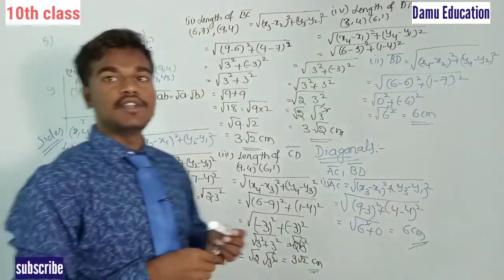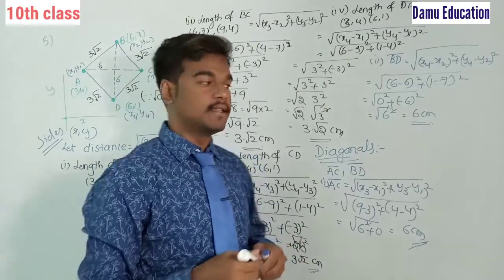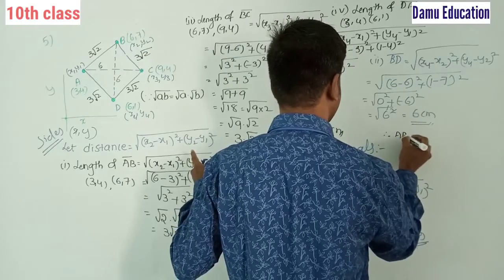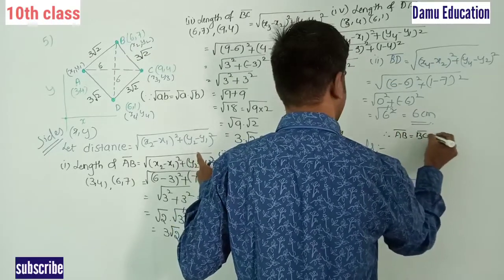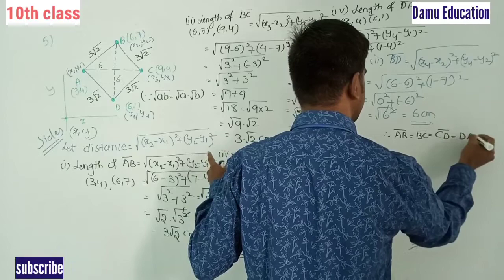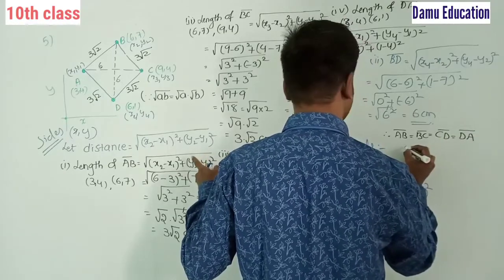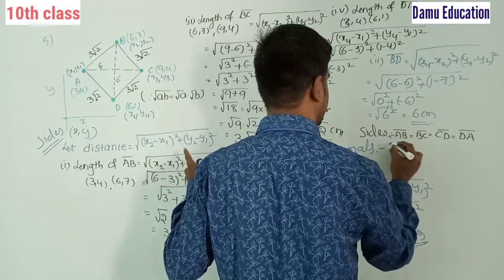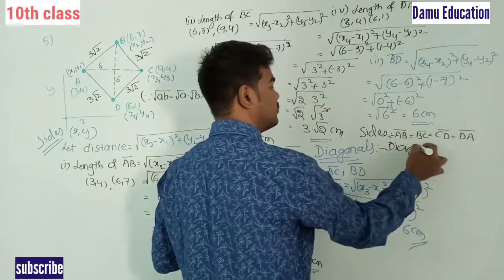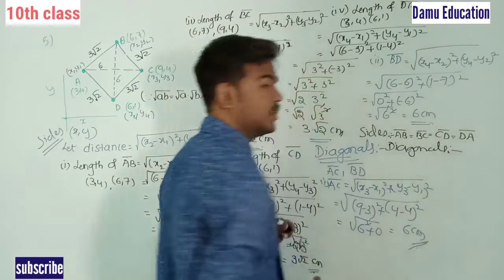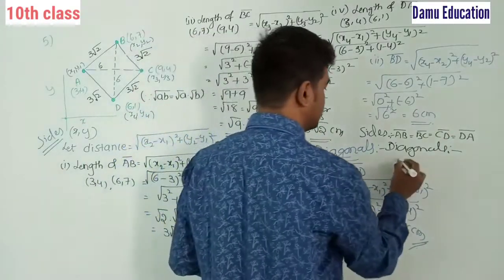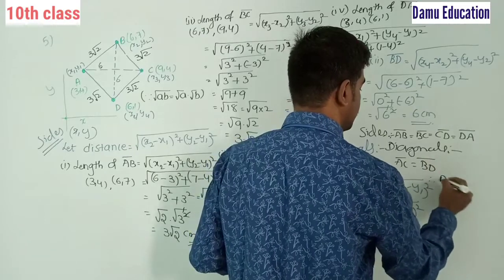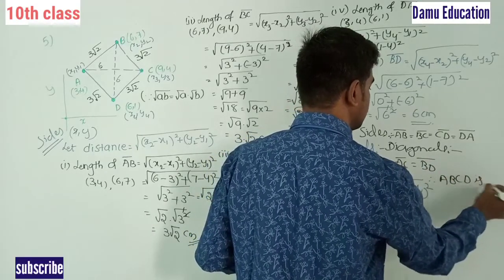Now the conclusion is that all the sides are equal: AB equals BC equals CD equals DA. And the diagonals AC and BD are equal. Therefore ABCD is a square.